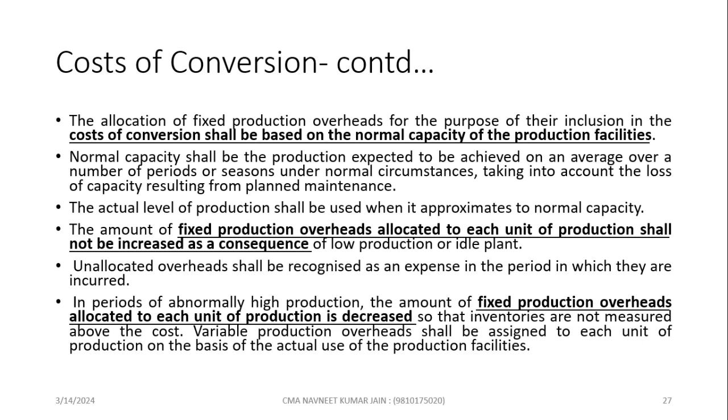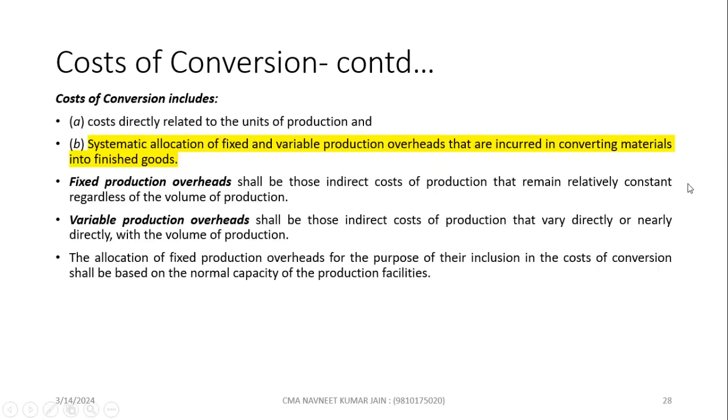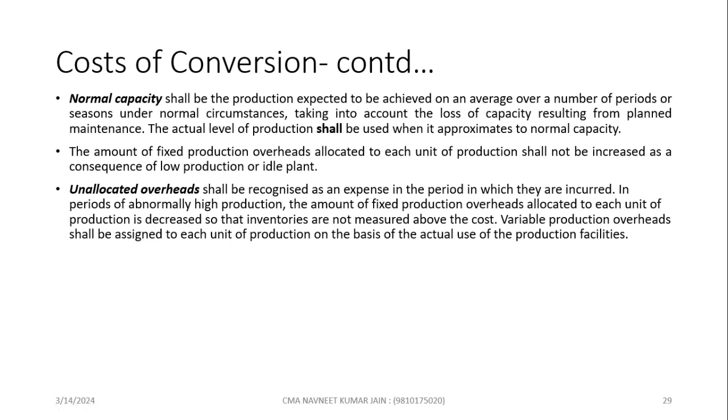Variable production overhead shall be assigned to each unit of production on the basis of actual use of production facilities. I think again this is in line with Cost Accounting Standard 3 that we follow. Cost of conversion includes fixed and variable, which we have covered; I think this is a repetition of the slide. The last line we can read out: the allocation of fixed production overheads for the purpose of their inclusion in the cost of conversion shall be based on the normal capacity of the production facilities. This is also fine, what we practice in our cost accounting.